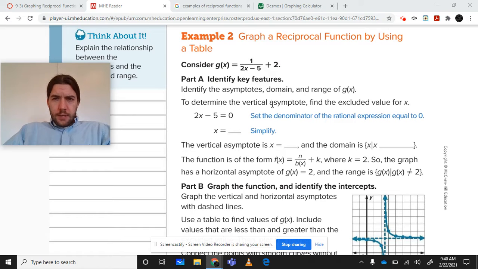So, determining the vertical asymptote, we find our excluded value. So 2x minus 5, how do we get this whole thing to equal 0? Well, if x equals 2.5, half of 5, and we multiply it by 2, then we'll get 5 minus 5. That equals 0. So x cannot be 2.5.